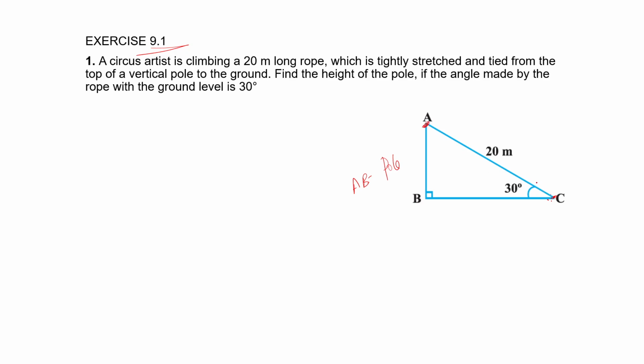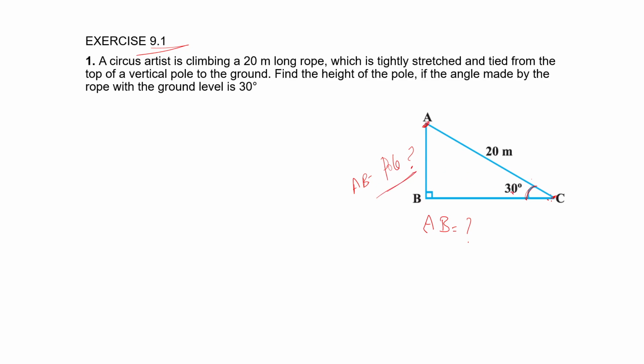So in this, the circus person is climbing. Okay, so now what is the question? Find the height of the pole. We have to find what is the value of AB. So we are given this angle 30. Okay, so the 30 is given, this side is asked.